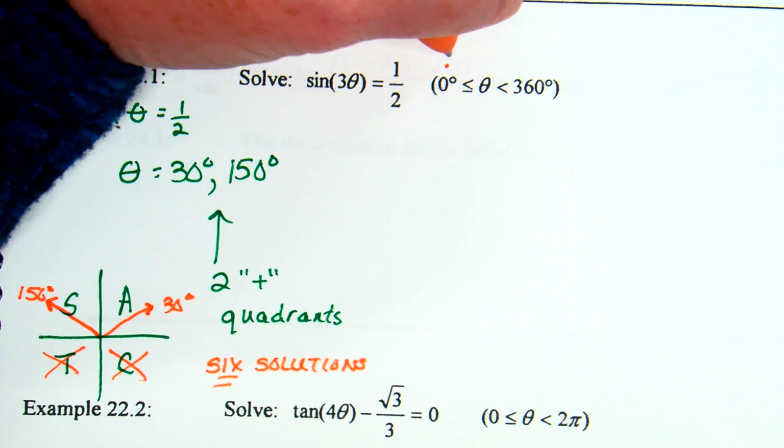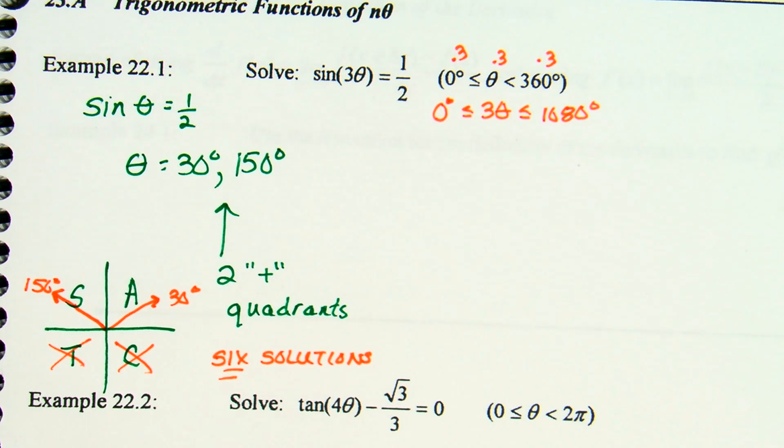And if you want, you can think about it, it was 3 theta up here, right? And so it kind of makes our range 0 times 3 is 0, less than or equal to 3 theta, less than or equal to 360 times 3 is 1080 degrees. So what we're looking at is our 3 theta, we have to consider those 3 times around the unit circle.